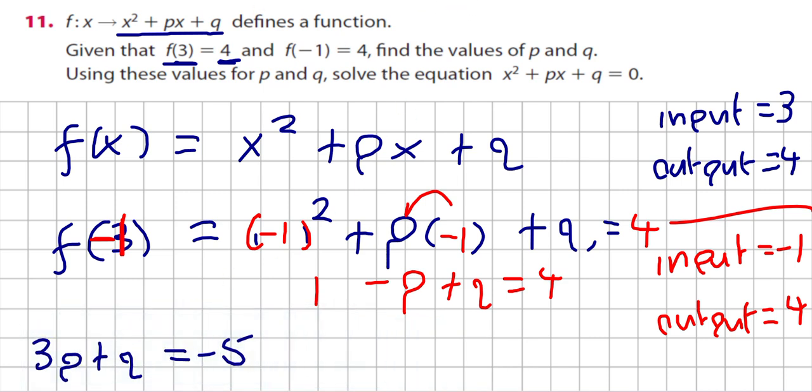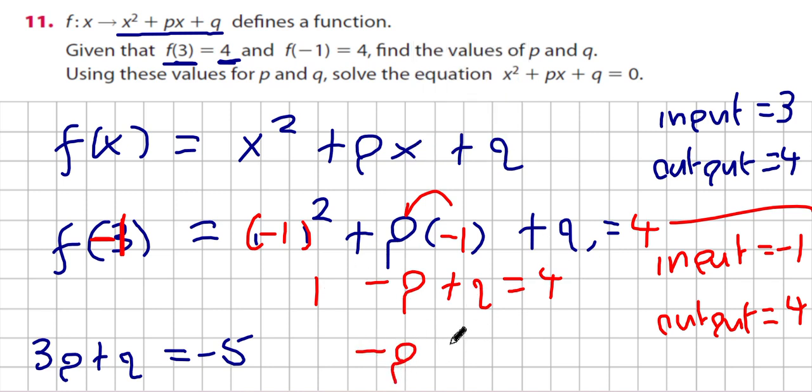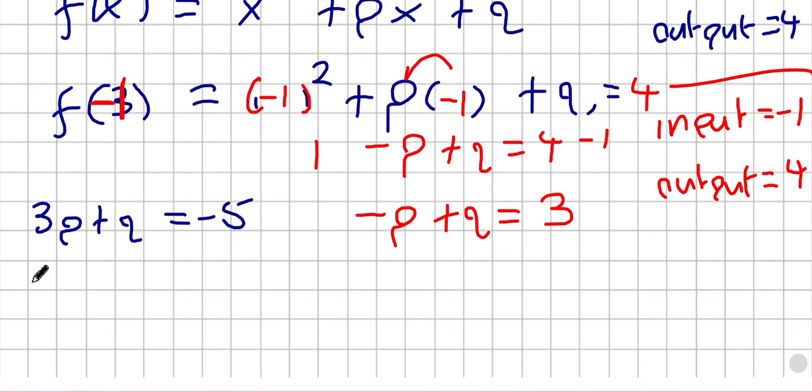Still working on the red equation. Using the red data. Bring the 1 to the other side and what do I get? Minus p plus q equals 4 take away 1. 3. Okay. Minus p plus q equals 3.